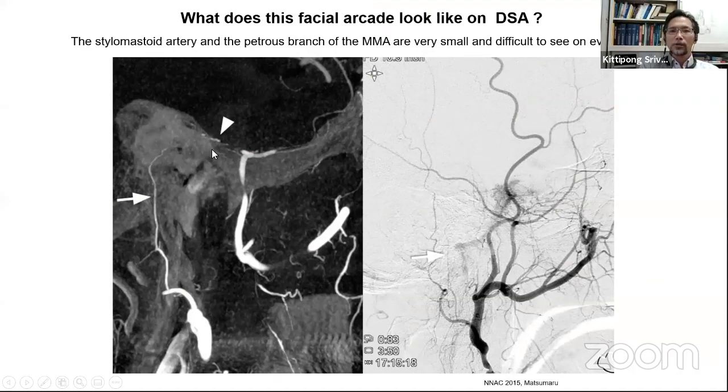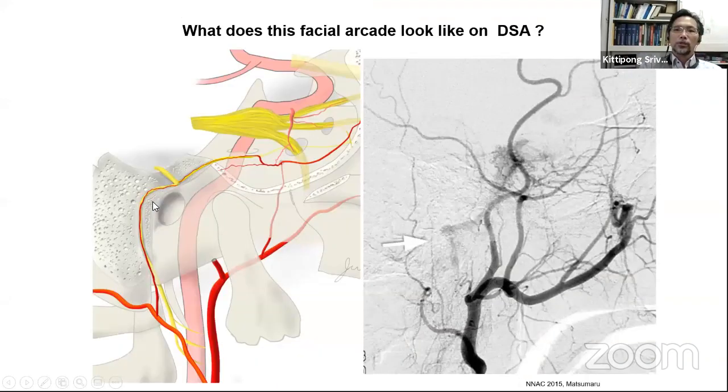It's a very small artery, very, very difficult to see on the 2D DSA. We have the thick bone here of the mastoid bone, and you have the petrous branch here, very small also, to form an arcade. Usually you don't see it, but you have to be careful when you try to do anything along the skull base at this point of the MMA or at this point of the posterior auricular artery.